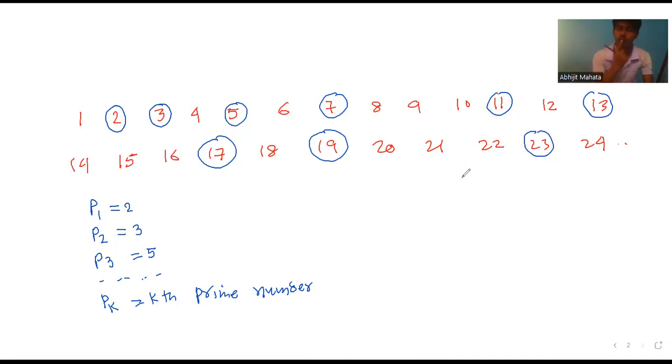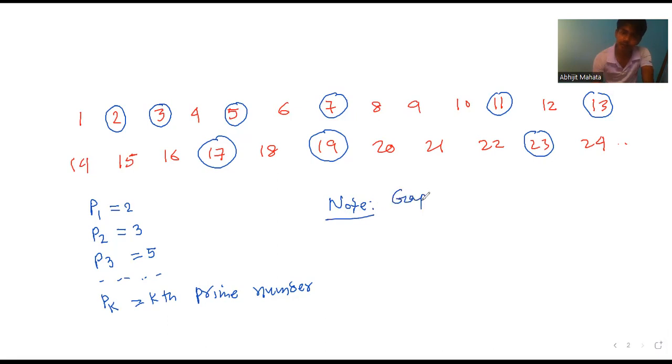So how can we do this? Observe here. Firstly, the gap between the first two prime numbers is 1, and the gap between the second and third prime number is 2, and then the gap between the third and fourth is 1, and then the fourth and fifth is 3. So the gaps between two consecutive prime numbers are not regular.